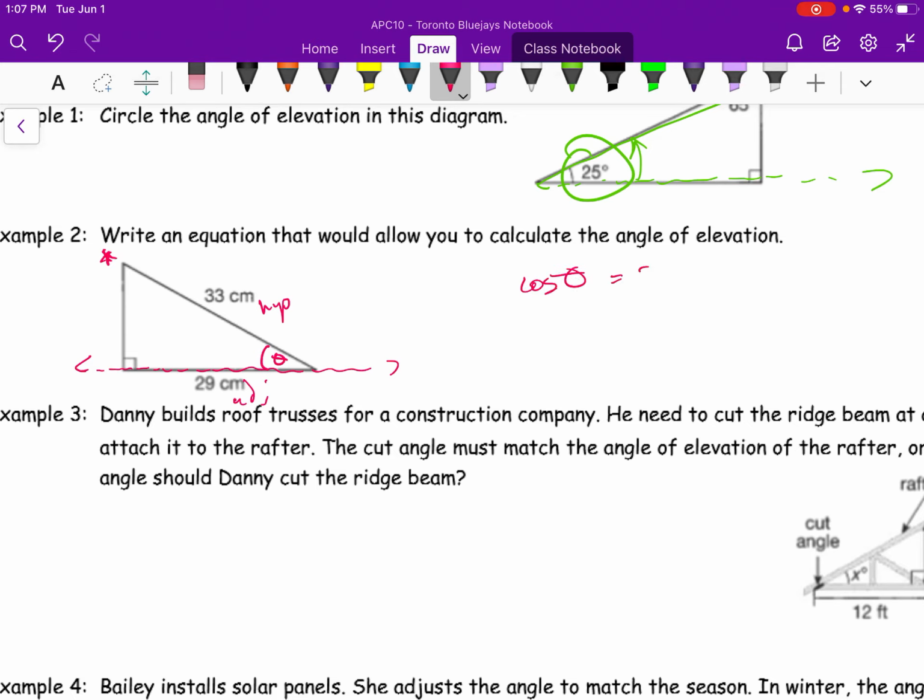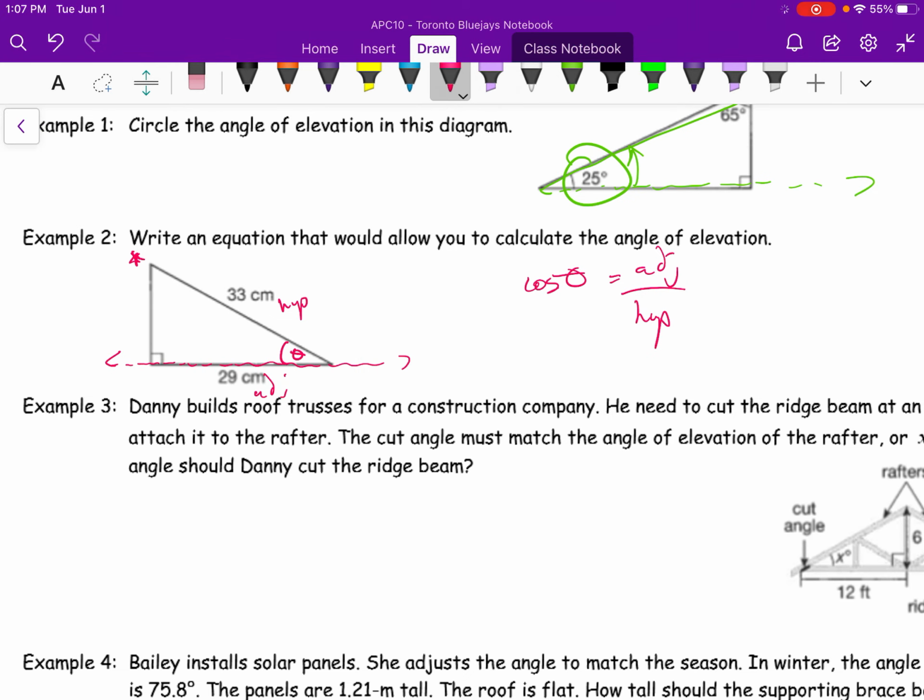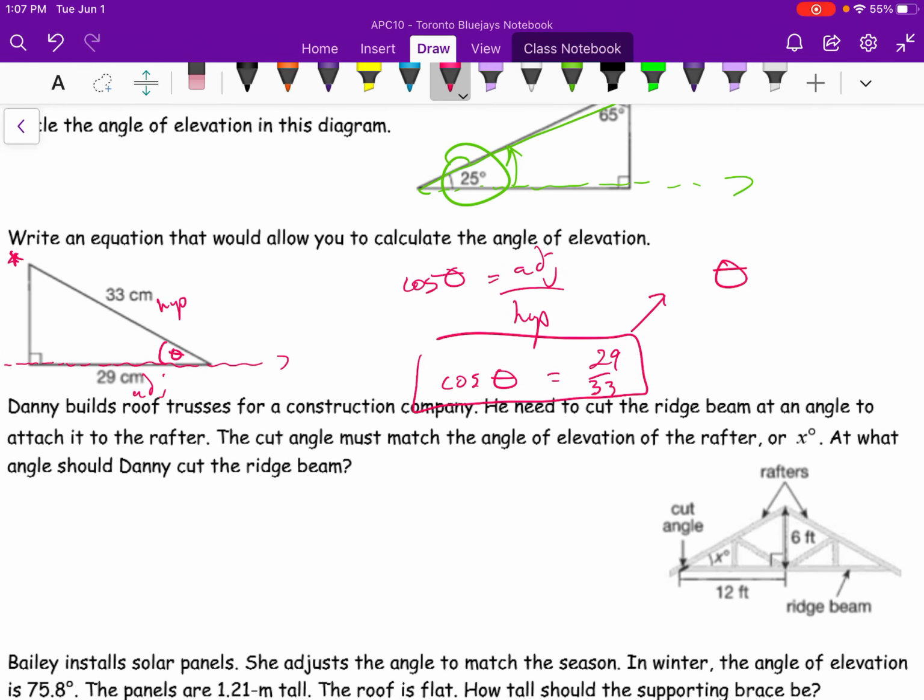Adjacent and hypotenuse, we're talking about cosine. So cosine theta is equal to my adjacent over my hypotenuse. So the equation would be cosine theta is equal to 29 over 33. And that would satisfy me. Some people may want to take it even further and isolate theta to one side, and that would be theta equals the inverse cosine of 29 over 33.